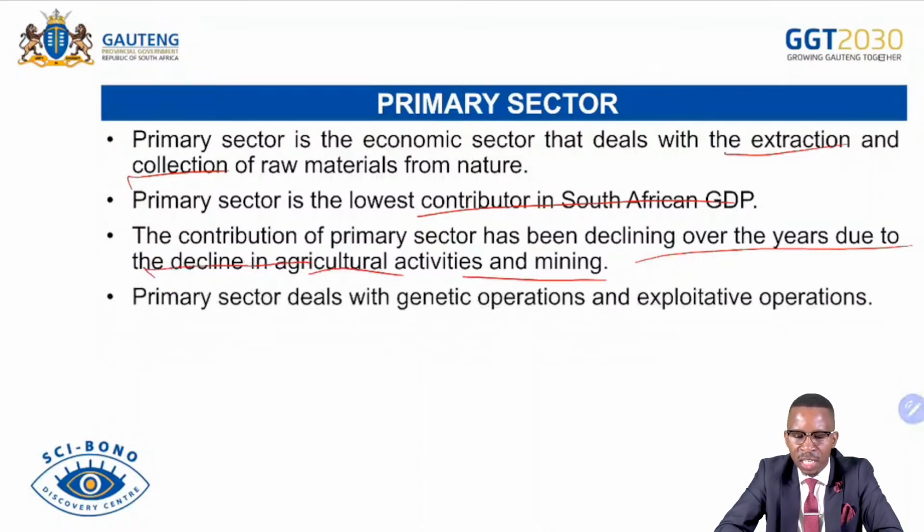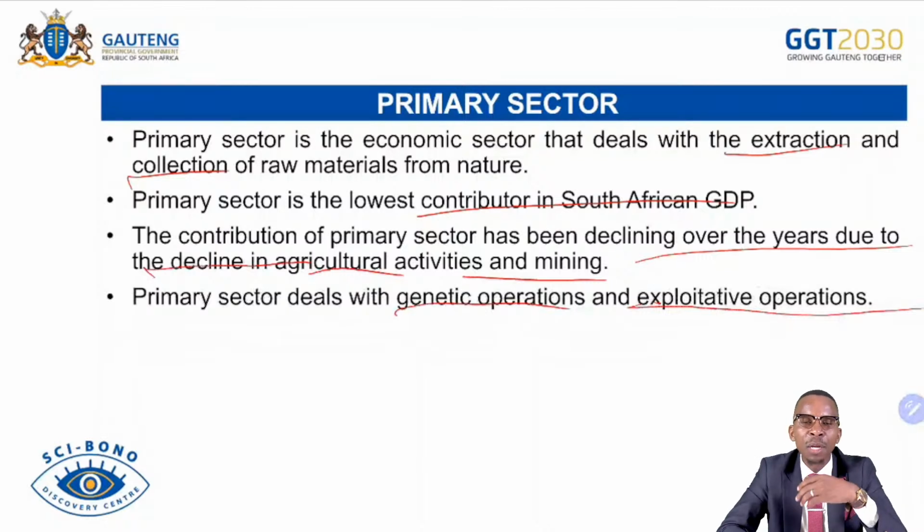The primary sector deals with genetic operations as well as exploitative operations. Remember, if we talk about genetic operations, we talk about those natural resources that can grow again, and then they are renewable. Exploitative ones are non-renewable.